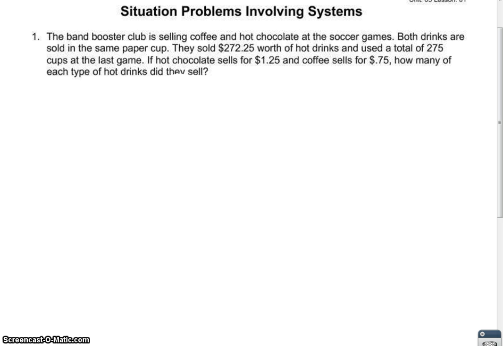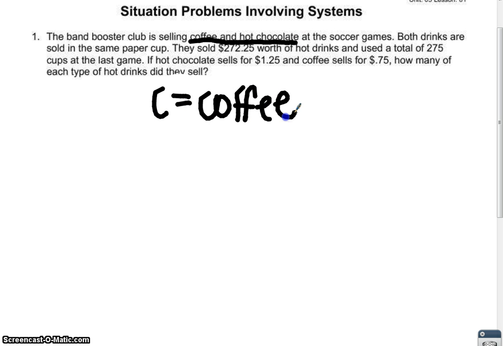Before I can come up with the equations, I need to have 2 variables on what I am talking about. So what 2 things am I talking about? You should have said we're talking about coffee and hot chocolate. So you can pick any variable for these 2 items. I'm going to choose C for coffee, and I'm going to use H for hot chocolate.